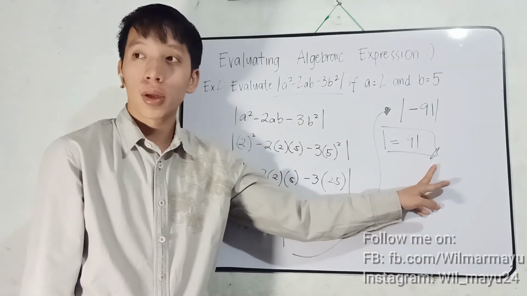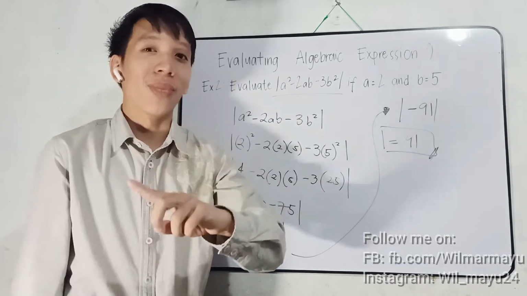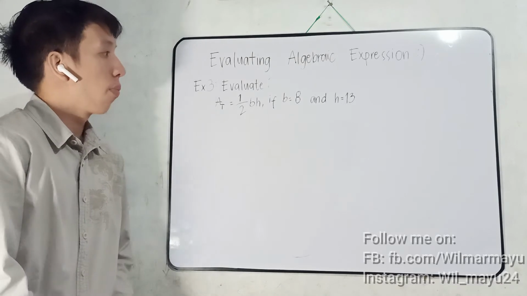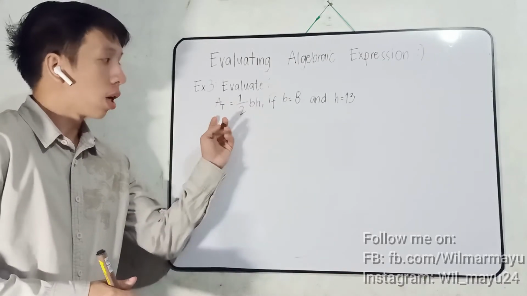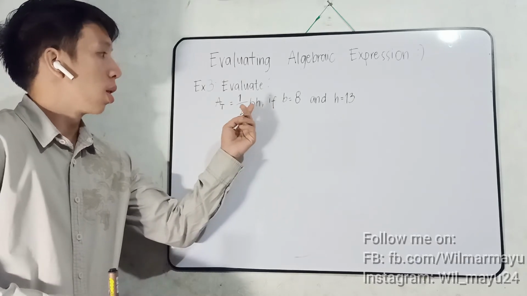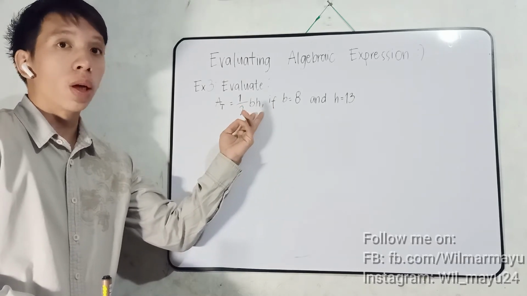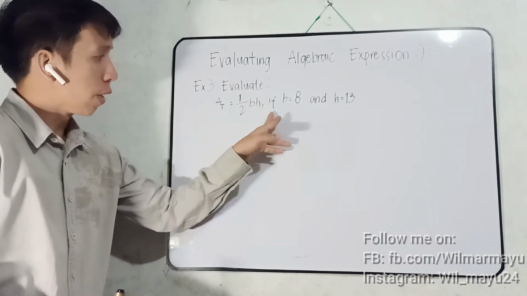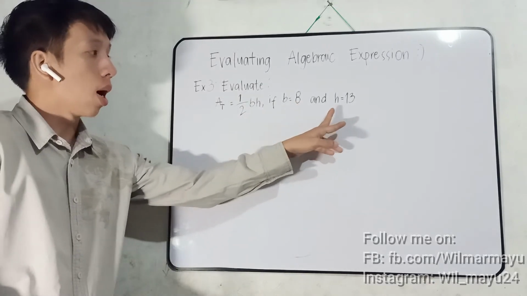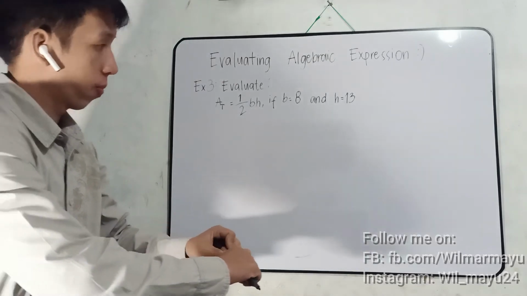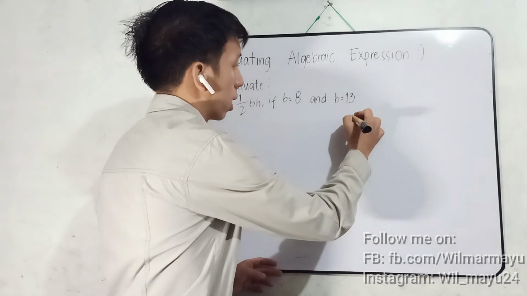Okay? Okay, last example. And for our last example, guys, evaluate the area of a triangle, which is 1/2 bh, or the half of the product of base and height, if the base is 8 and the height is 13. So let's visualize this one. So let's proceed to this.